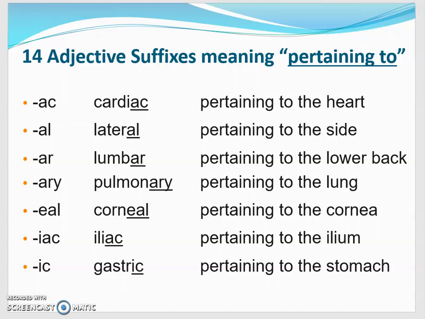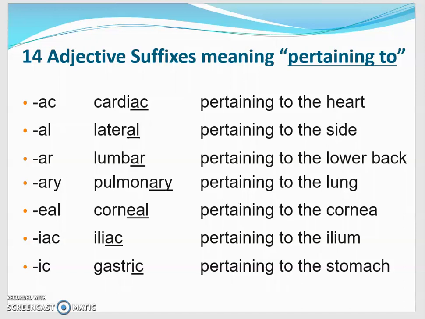There's going to be 14 of them. Here's the first 7. Know that list and know that they all mean pertaining to. 14 words, one definition. Okay? So, ac is a pertaining to suffix. If we put it on the word cardio, we get cardiac, which means pertaining to the heart.